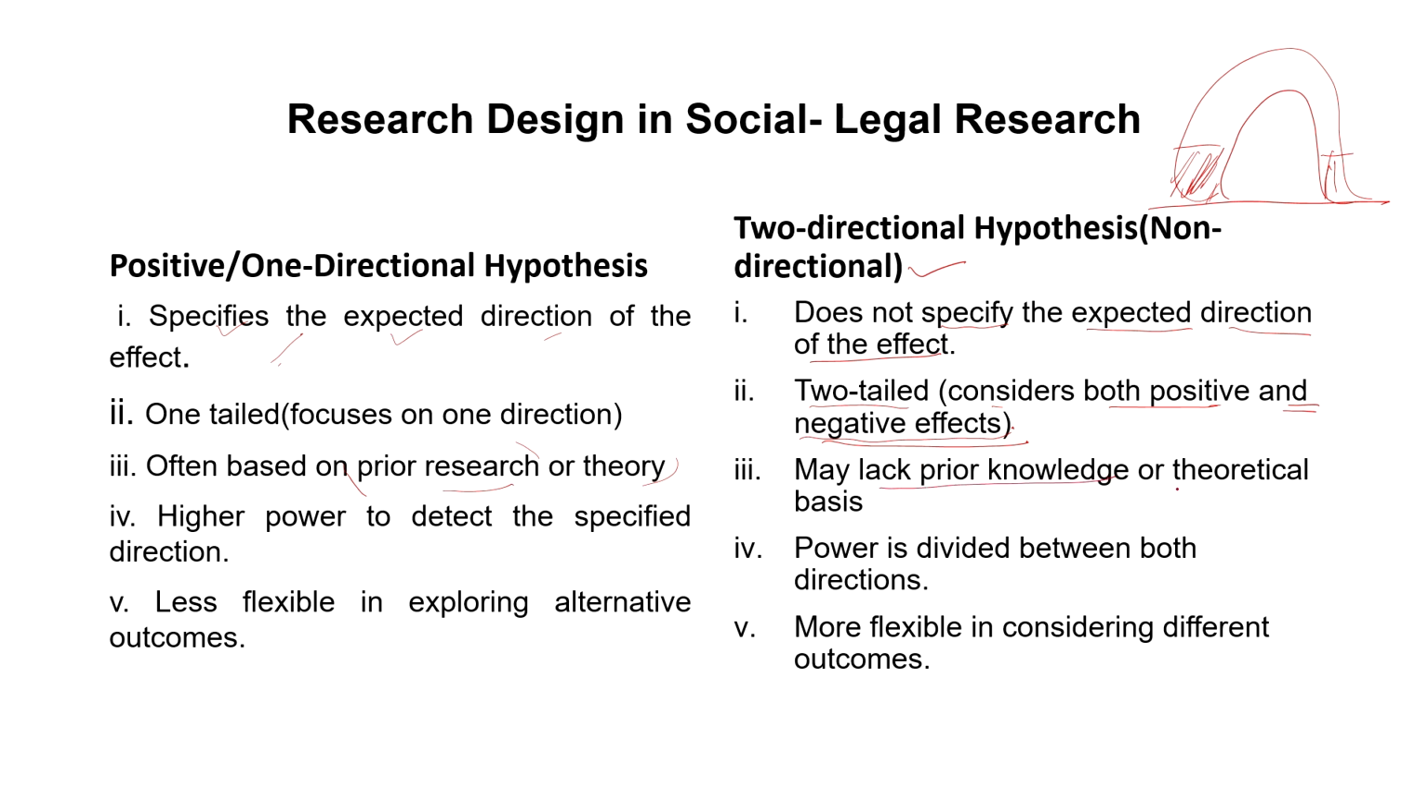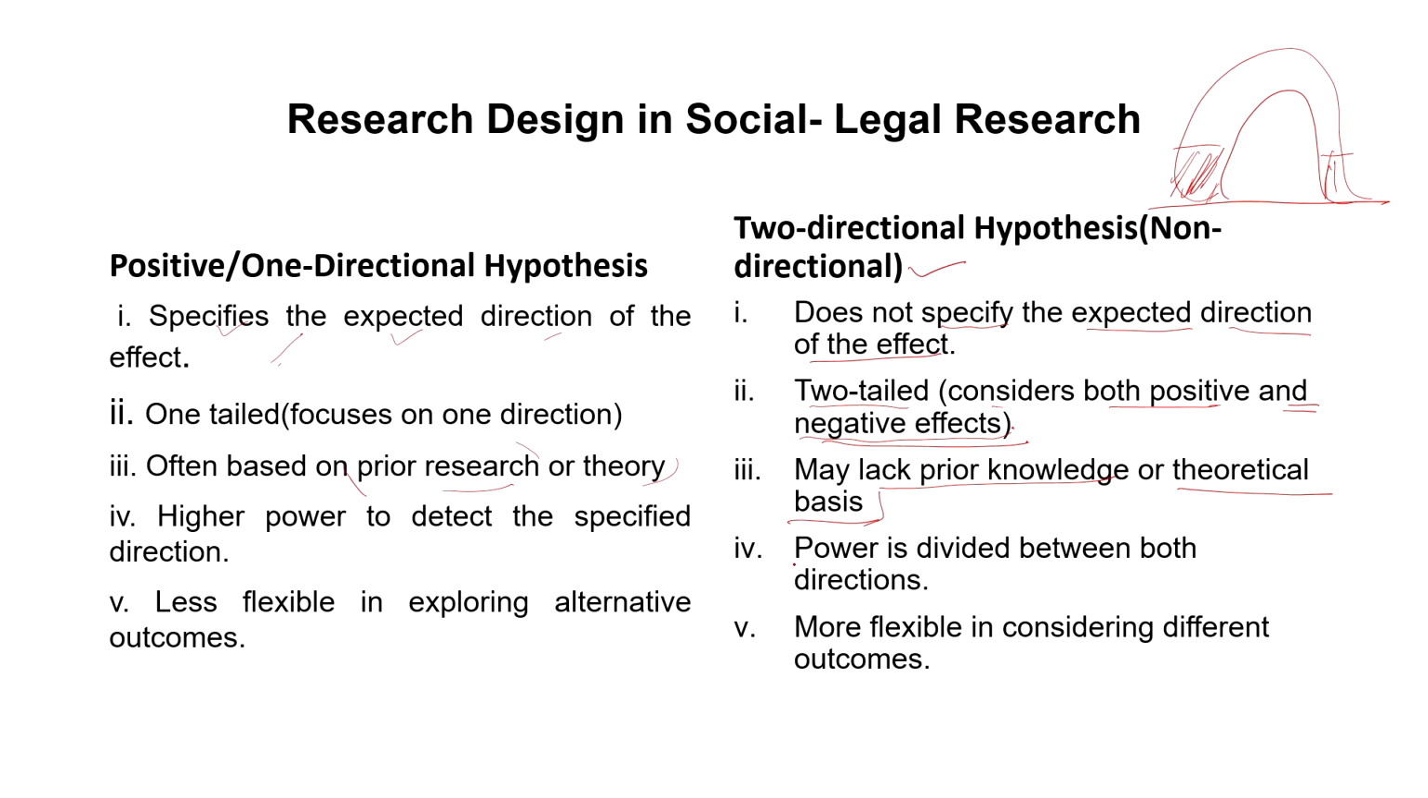And this two directional hypothesis may lack prior knowledge or theoretical basis. Now, this is again a very important aspect. If you compare with the one directional hypothesis, there we discussed that there is a higher power to detect the specified direction, but here there is a lack of prior knowledge and theoretical basis, which was not there in a one directional hypothesis, because a one directional hypothesis is based on prior research, on theory or some doctrine. Here, because there is no prior knowledge or theoretical basis, the possibility is more that the hypothesis is a two directional hypothesis.